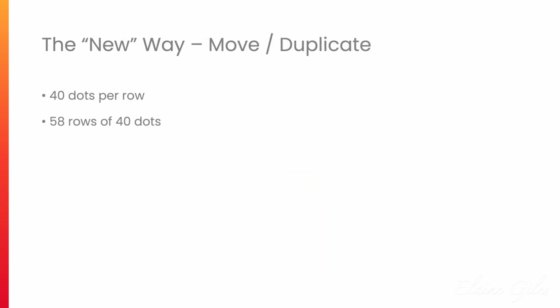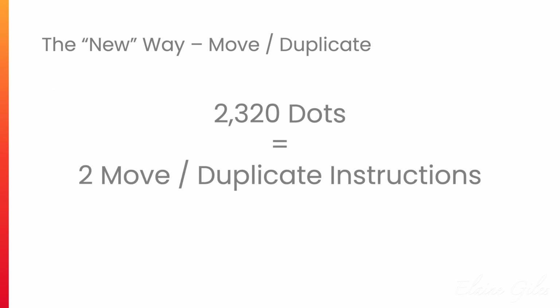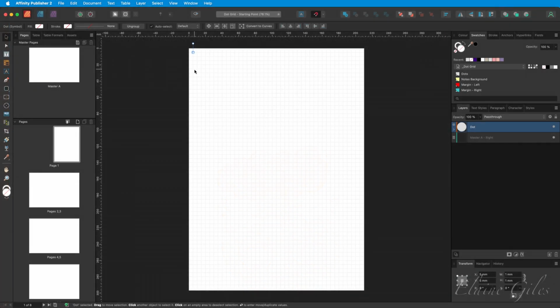There is now a new, much better way. That new better way is move duplicate. You only need 2 instructions. It is by far the fastest way to add 2,320 dots in the right place. So let's see that in action.